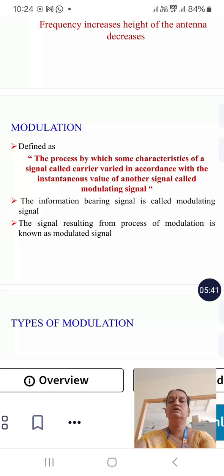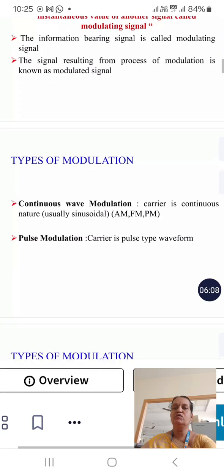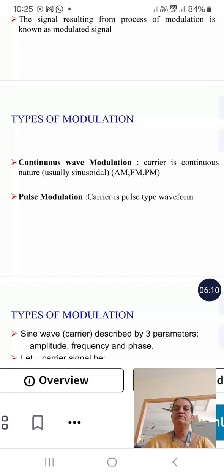The carrier signal, which is used to carry our information, has its parameters, such as amplitude, frequency or phase, varied in accordance with the original information content. This is called the modulation process. The information bearing signal is called the modulating signal, and the signal resulting from the process of modulation is called the modulated signal. We have two types of modulation: continuous wave modulation and pulse modulation.